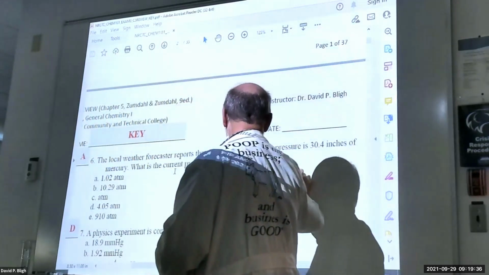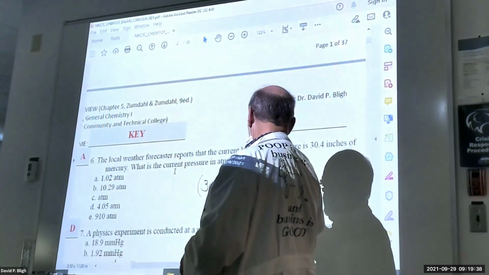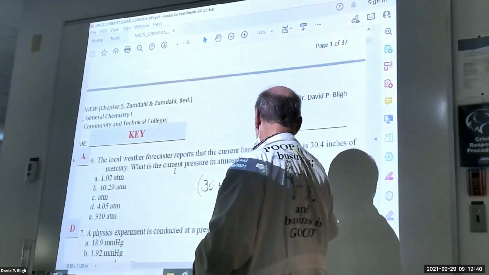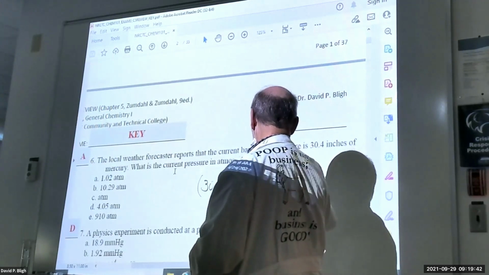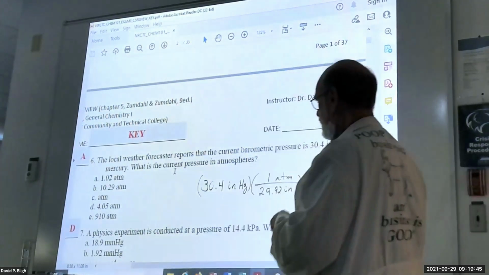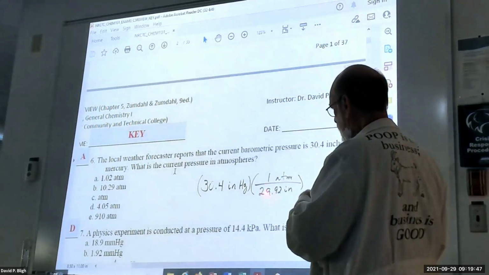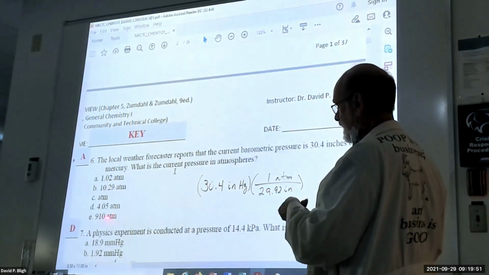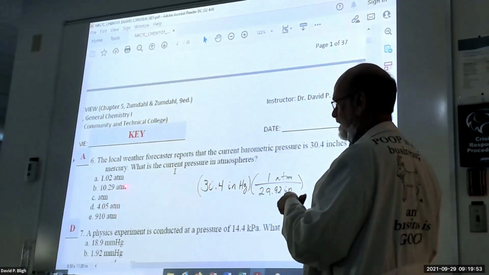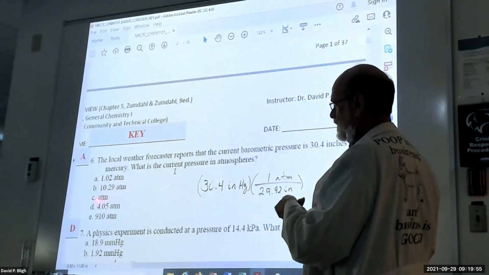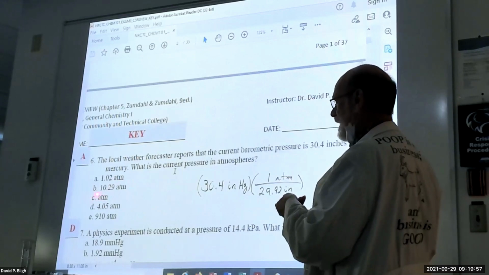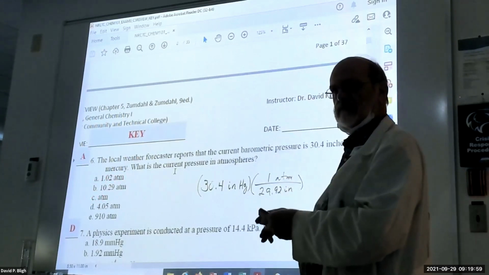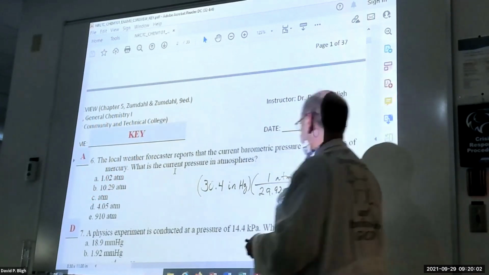If you use it enough, you'll know that it's 29.92. That's almost identical. This is a little bit smaller than that, so it has to be greater than 1. Not that much greater than 1. So if this is a 1, it can't be that. So it has to be this one. So the one that makes sense.